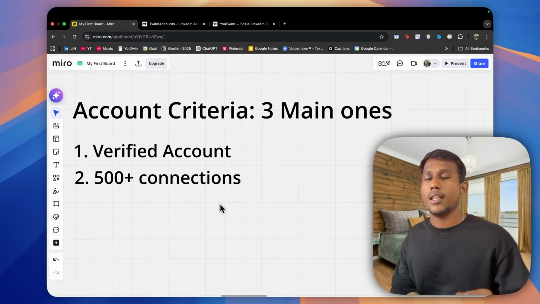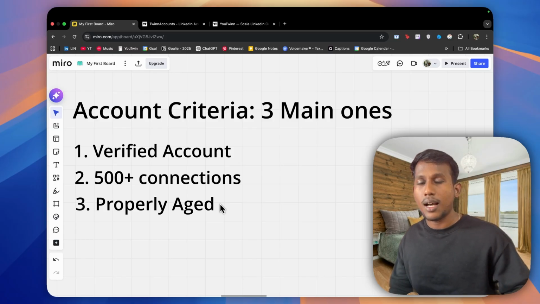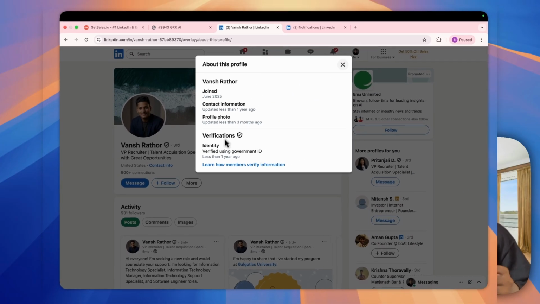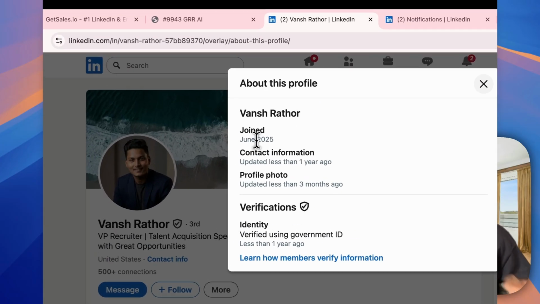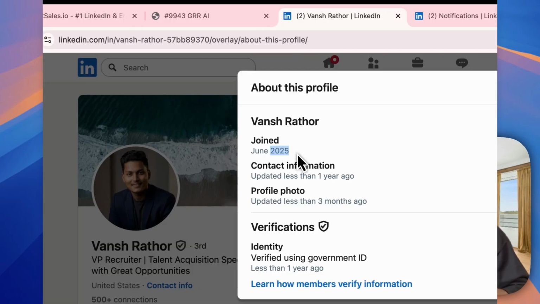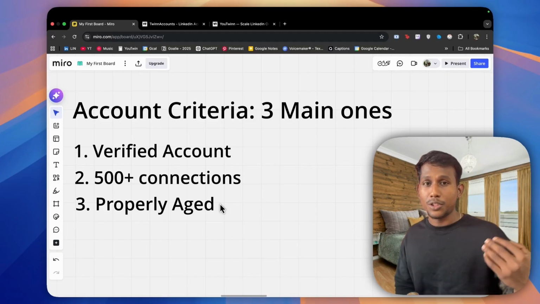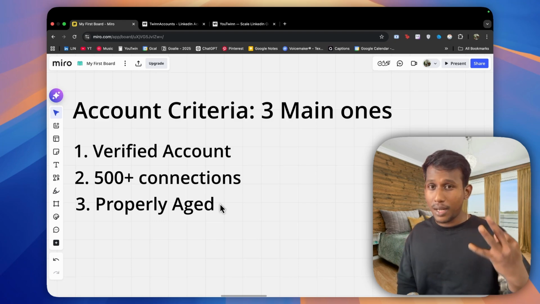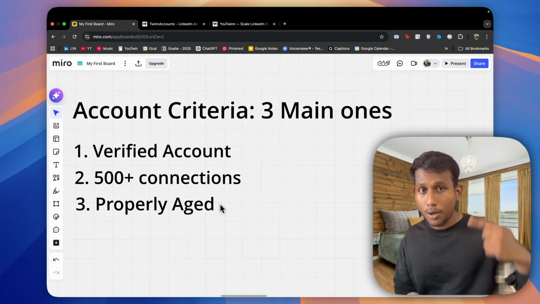Now the third criteria that you need to look at is make sure the account is aged. It should be minimum 6 months, because at the end of the day we are going to push these accounts to their limit. So it's very important that these accounts are not brand new. Let's say these accounts are brand new and you immediately push the limits on them, LinkedIn will just flag them and they might restrict or ban them. We don't want that extra struggle, right? So make sure these accounts are minimum 6 months old. Those are the three main things that you should look for in the accounts that you're renting.